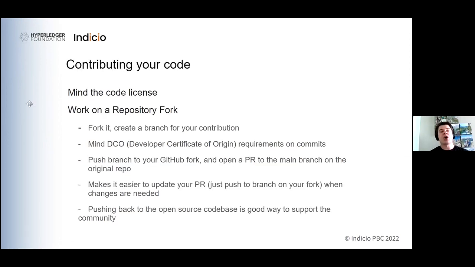You can contribute your code. There's a couple of quick tips here. You need to mind the code license that is in the repository to make sure that you understand it and that you are capable of committing that. You typically work on a fork of the repository and then submit a pull request for that. The developer certificate of origin, DCO, you can Google that up for specifics as well, is commonly required for these repositories. And that helps with some legal issues surrounding the code.